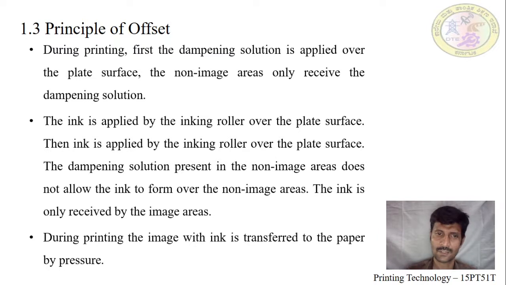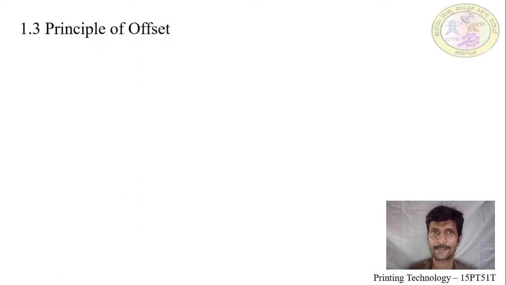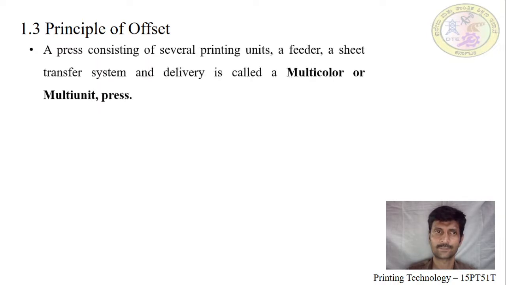Then it transfers onto the blanket, and then between the blanket and an impression roller, if the substrate passes, as we have already seen in the video, the image is transferred onto the substrate. So it is called the indirect method of printing.